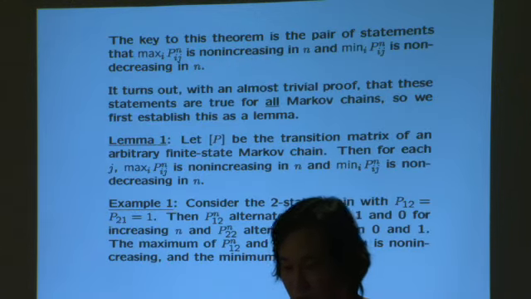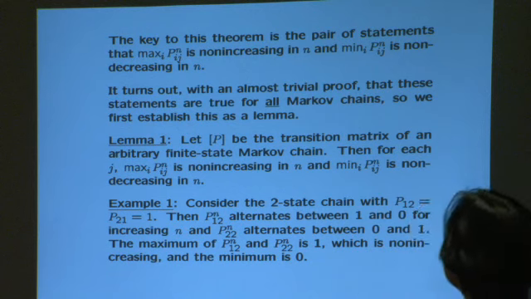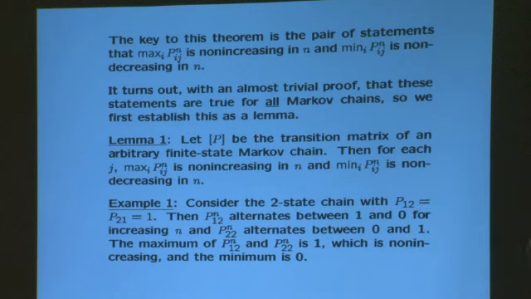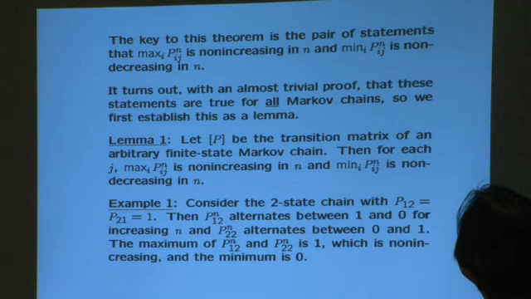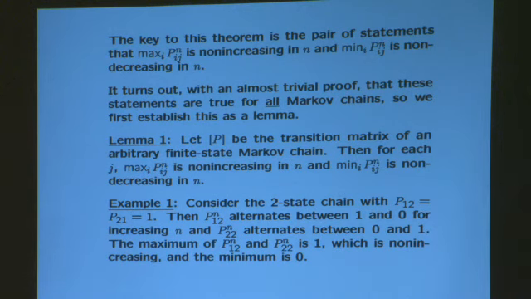The key to this theorem is this pair of statements: the most probable path from i to j given n steps is non-increasing in n, and the minimum is non-decreasing in n. The proof is almost trivial, but let's see what happens.